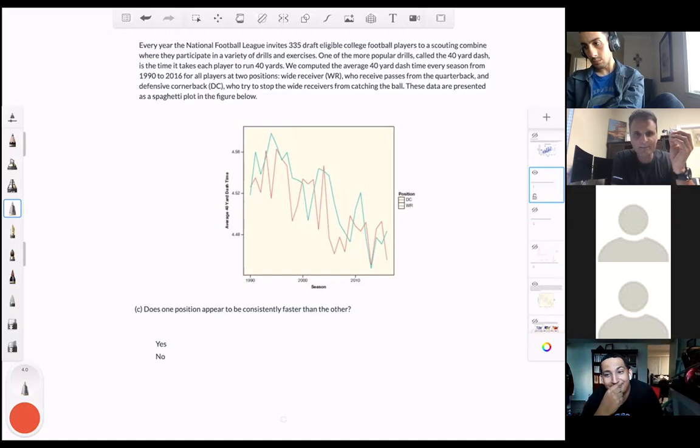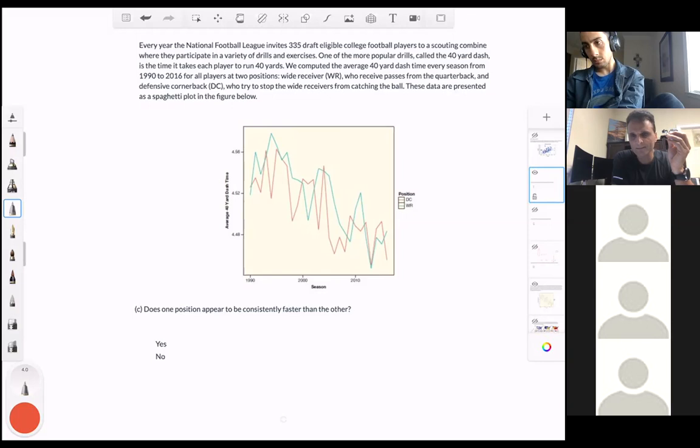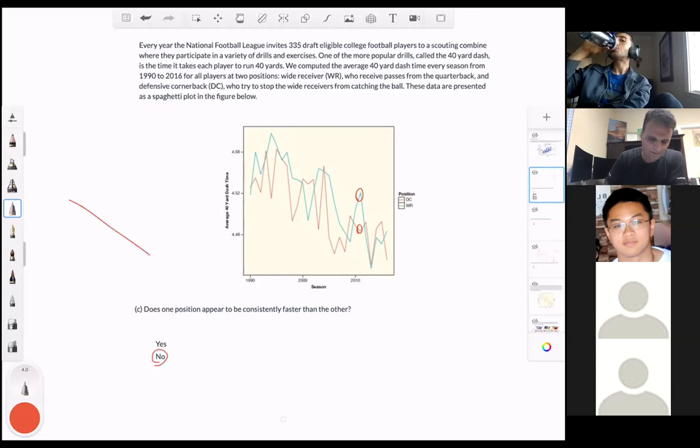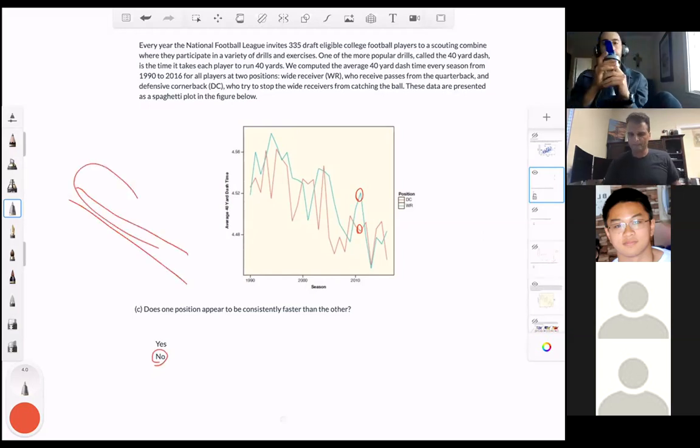Does the position appear to be consistently faster than the other? Is it a yes or no? Yes. No. No, correct. No. Sometimes DC, sometimes this one, sometimes this one. No. If that was yes, it would be something like this. For example, always one of the graph was above the other one.